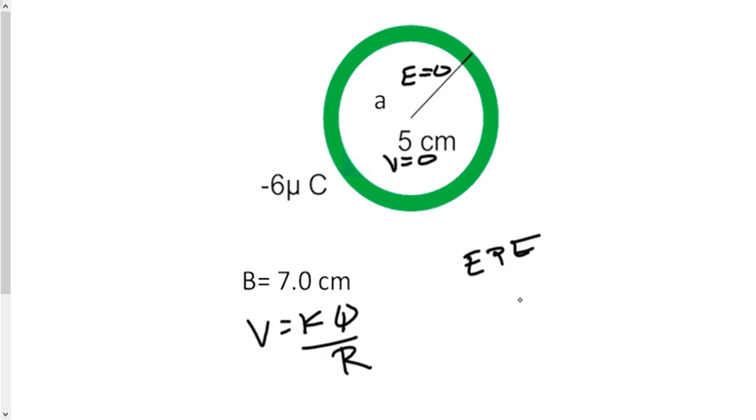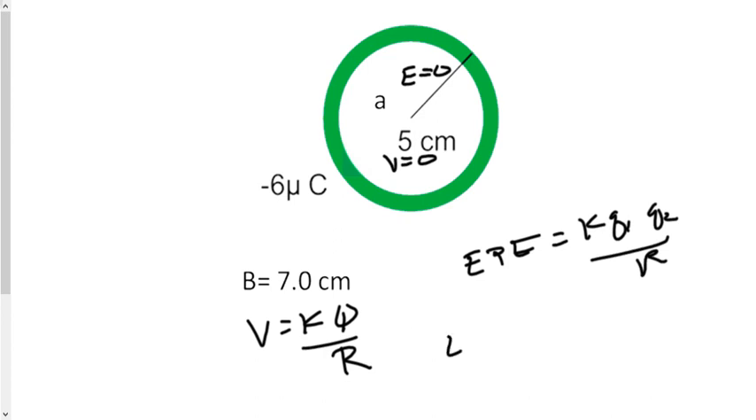Electric potential energy for point charges is kq1q2 divided by r. So I can calculate the electric potential energy here, and the electric potential energy here. Well, the electric potential energy here is equal to 0. I could recalculate and figure out this one using this equation.